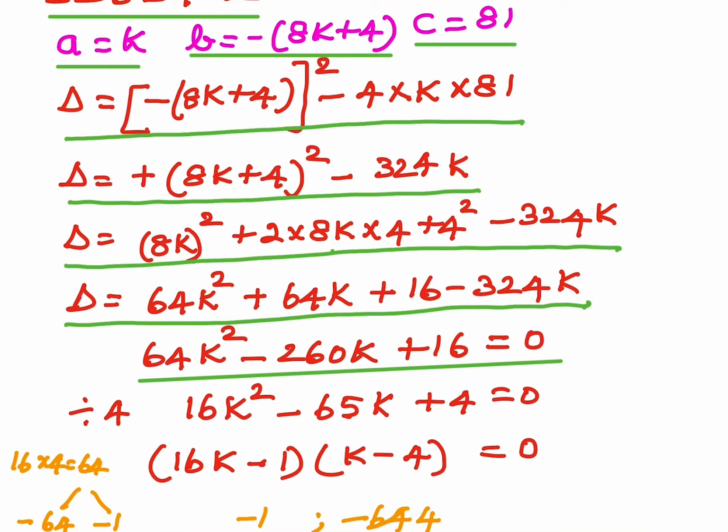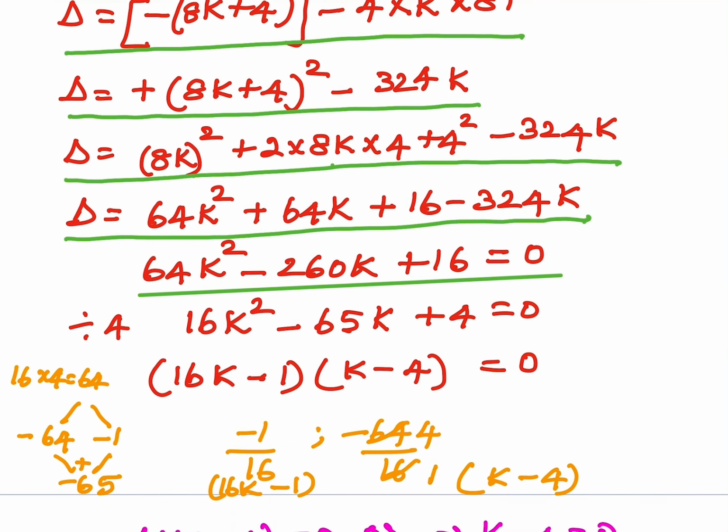So when we divide this equation by 4, we get 64 by 4 is 16k squared, 260 by 4 is 65k, 16 by 4 is 4. So now we are going to factorize this quadratic equation. So for that, you take the first term and the c term, ac. 16 into 4 is 64. So this we have to factorize to get minus 65.